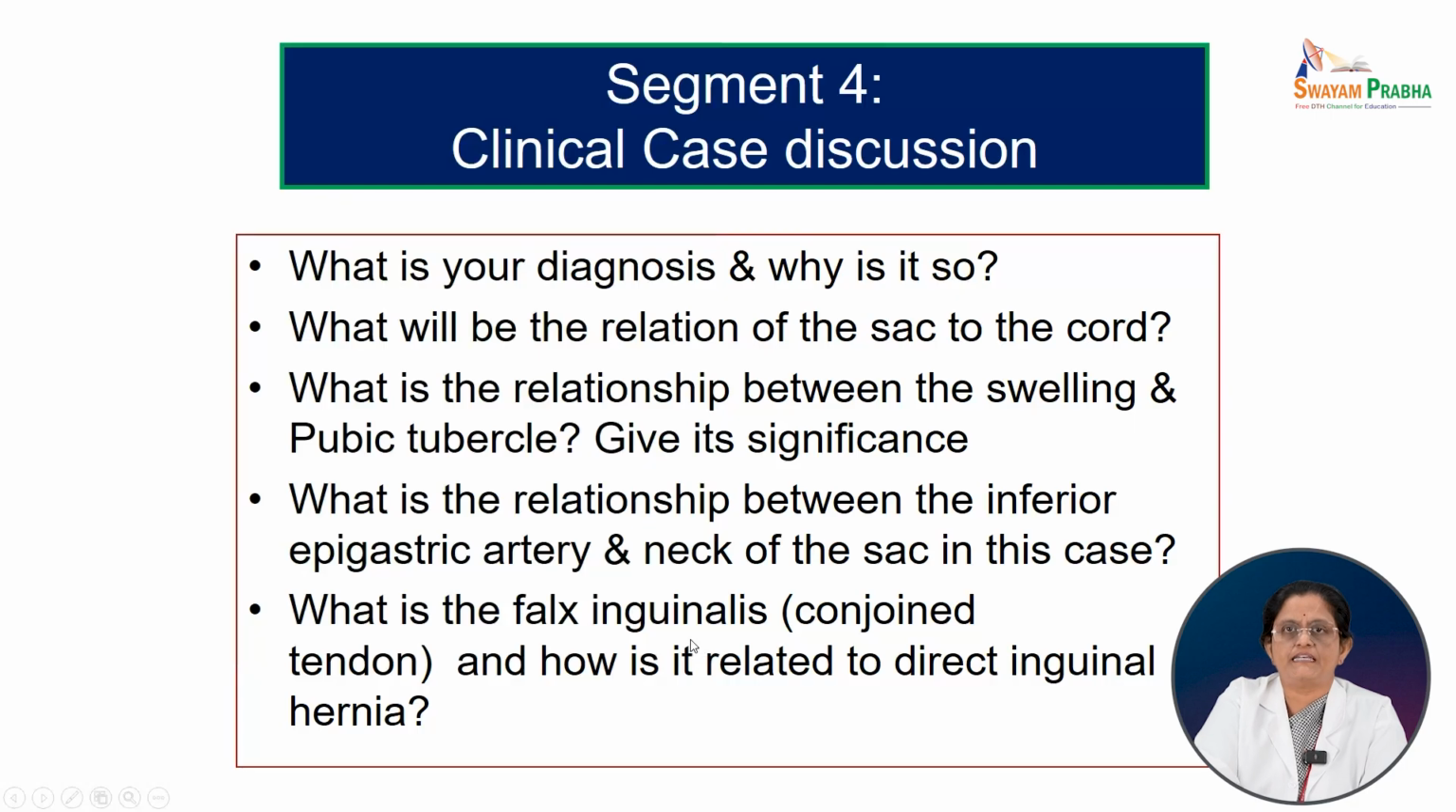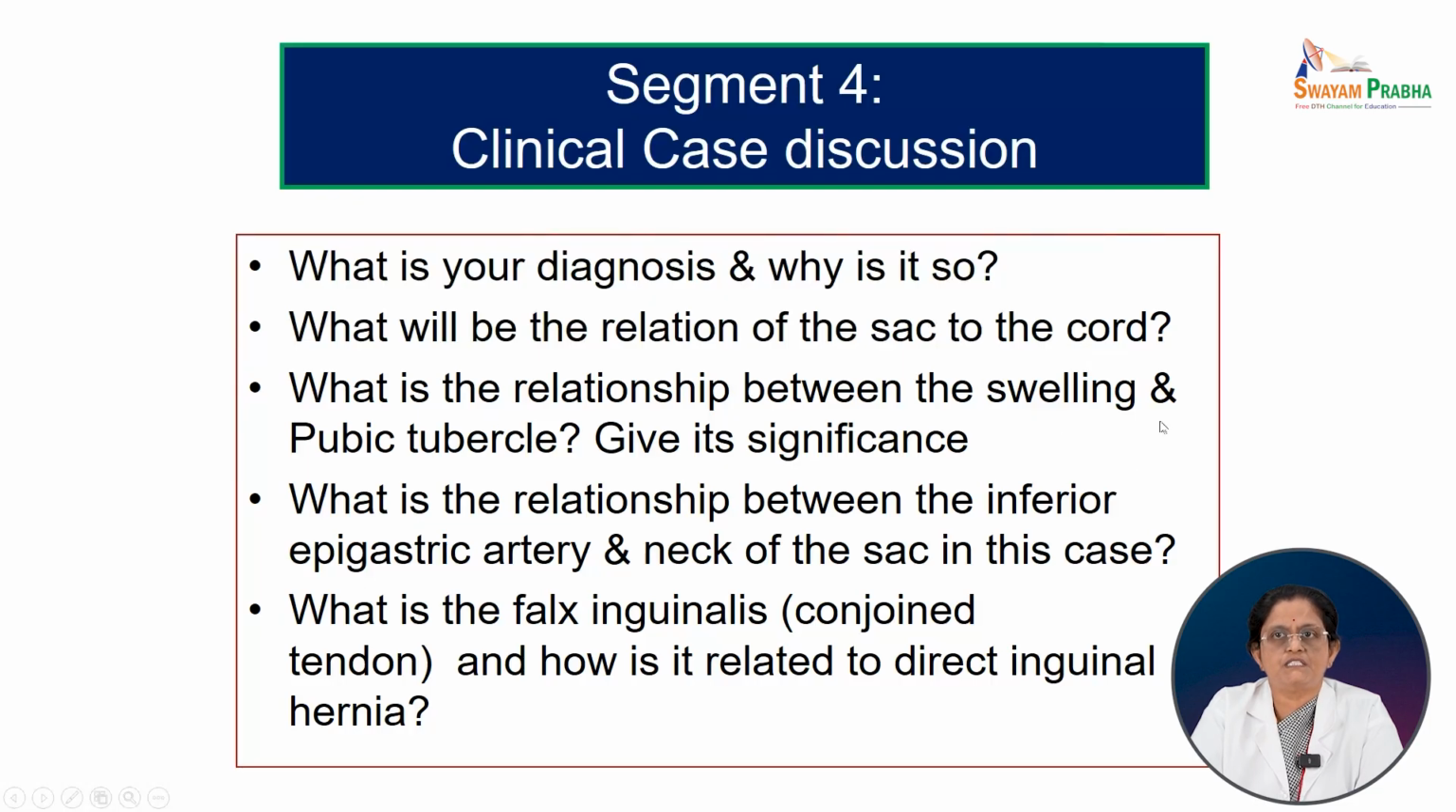So we are coming to segment 4, where we will discuss the clinical case which was shown earlier. The diagnosis of this case is direct inguinal hernia because on ring occlusion test, the swelling appeared medial to the finger. What will be the relation of the sac to the cord? The spermatic cord is pushed laterally by a direct inguinal hernia.